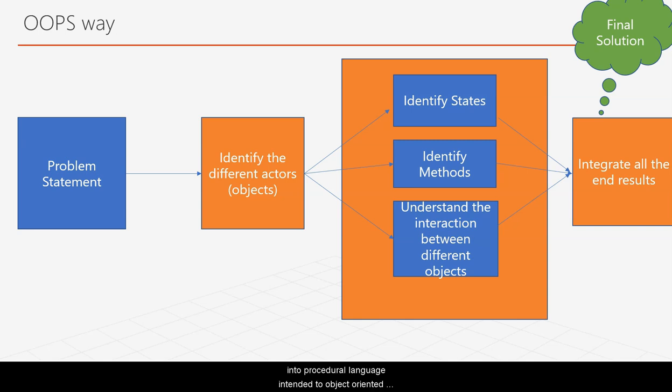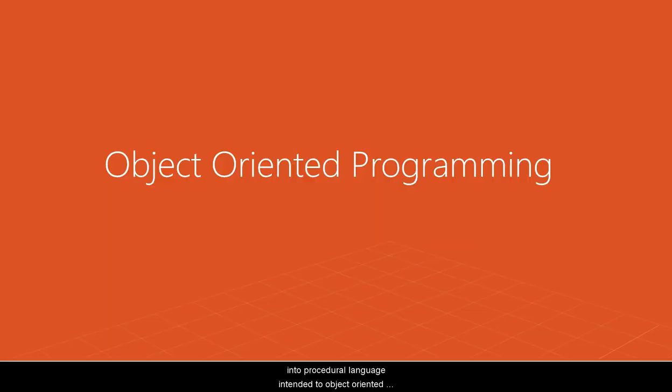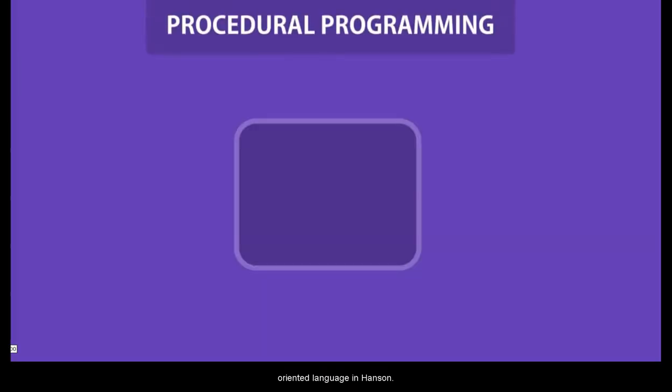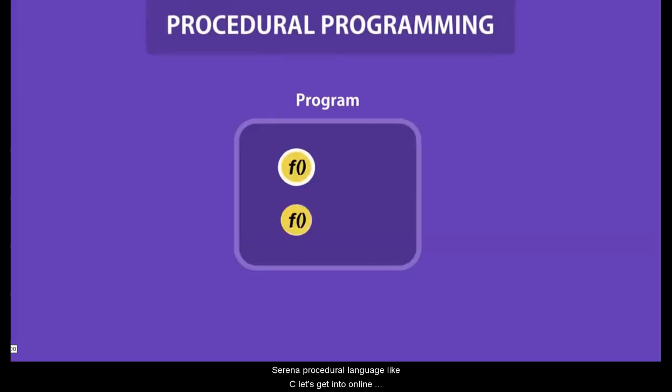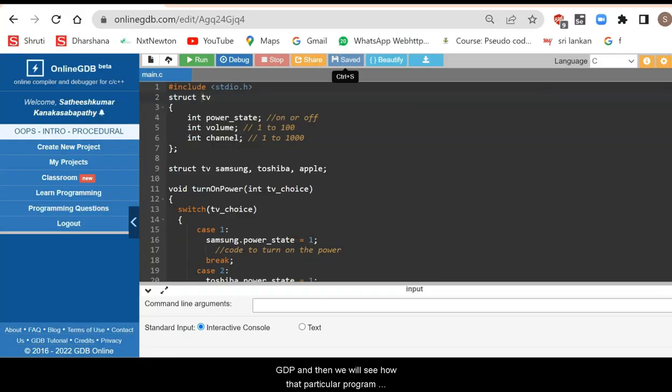We will get into procedural language, we'll get into object-oriented language, and we look at how it is actually done in a procedural language and compare it with an object-oriented language in hands-on mode. So in a procedural language like C, let's get into online GDB and then we will see how that particular program is done.